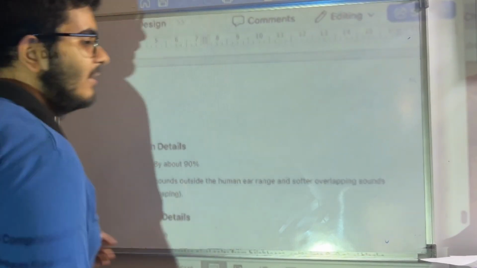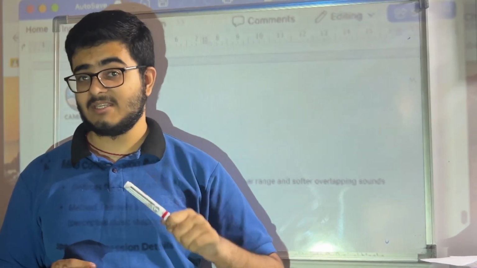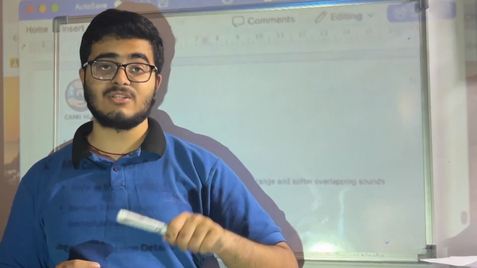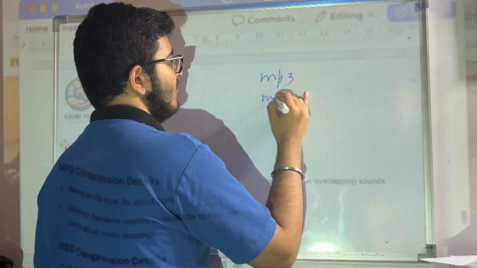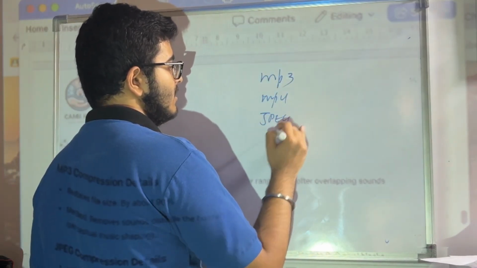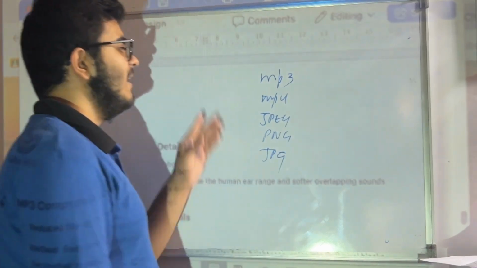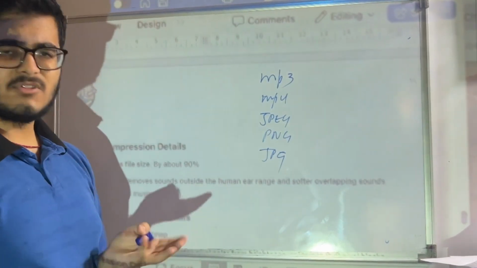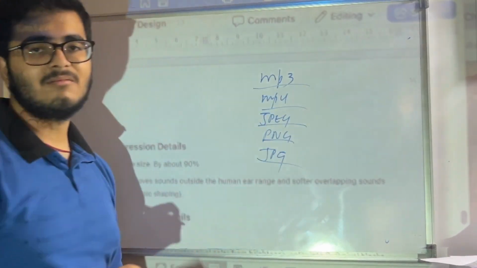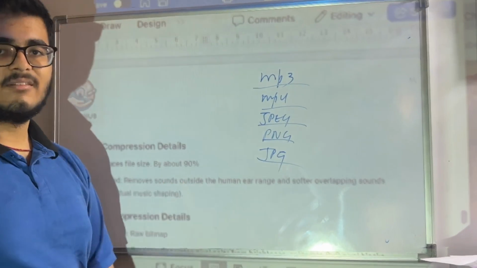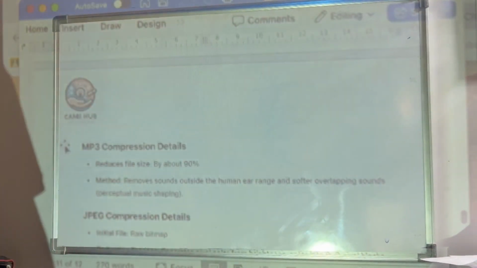Okay, this is your homework. Go to Google and find out: is MP3 a lossless or lossy file compression? Is MP4 lossless or lossy file compression? Is JPEG? I'm giving you the homework: MP3, MP4, JPEG, PNG and JPG. These are the file types we use in our system. Google which one is lossless and which one is lossy, and type it in the comment section. I will check it, right? This is your homework. Moving on, our last topic for today is RLE.